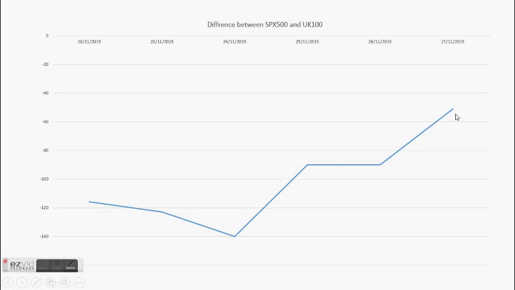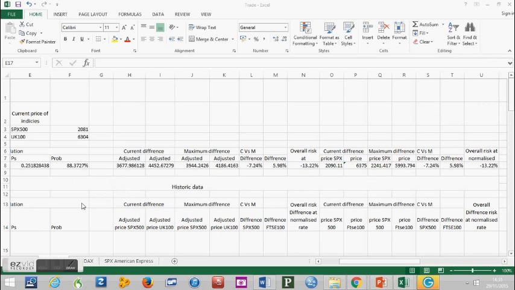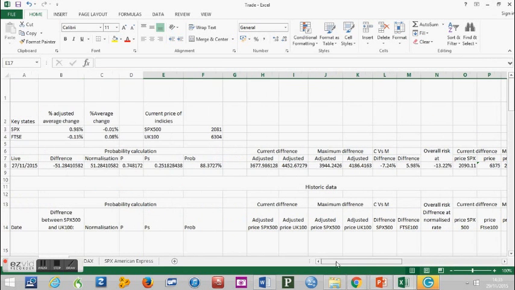So what we were looking at Friday, 56. So that's how we get this point here. Now I've just magically brought up this spreadsheet. This is where it all happens as such.